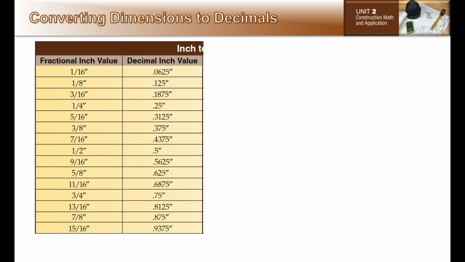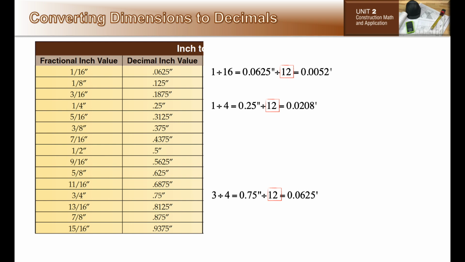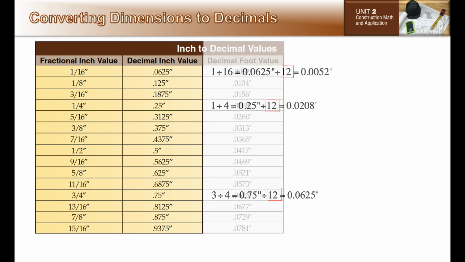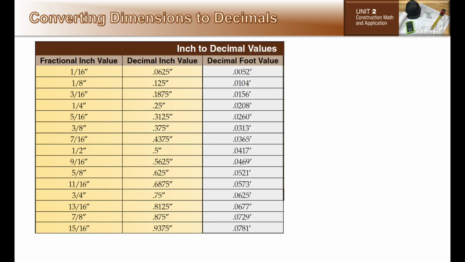In this column, we are dividing the common fractions by themselves to convert to the decimal inch values. Please note, these are decimal inches, not decimal feet. 1 divided by 16 equals 0.0625. 1 divided by 4 equals 0.25. 3 divided by 4 equals 0.75 inches. To convert decimal inches to decimal feet, divide by 12, as shown in this column of the table.